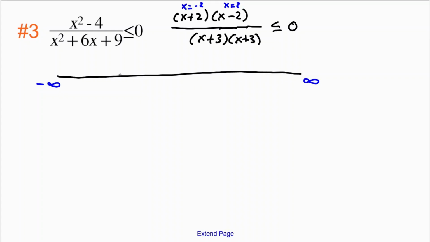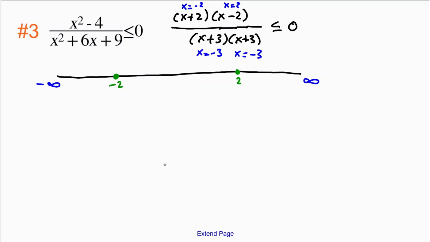Remember this is less than or equal to 0, so we're going to shade in our circles here. So this is going to be negative 2, and this is going to be positive 2. Now the denominator, we also set these equal to 0. So we have x equal to negative 3 and x equals negative 3. These are recurring. That's fine. That just means in our list of factors, we're just going to put x plus 3 twice.